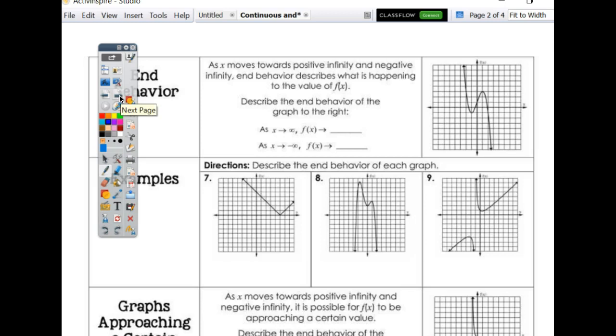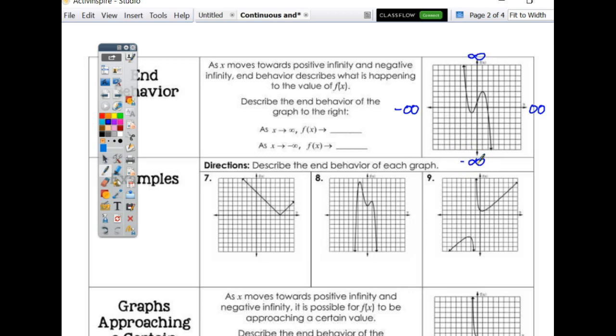So the last thing we're going to do today is end behavior. End behavior means I don't care what's happening in the middle. I just want to know what's happening at the very ends of my graph. So this is how I'm going to read this: as x approaches infinity, f of x approaches. First of all, what I want to fill in: in the x direction, this is negative infinity and this is positive infinity. And in the y direction, this is positive infinity and negative infinity.